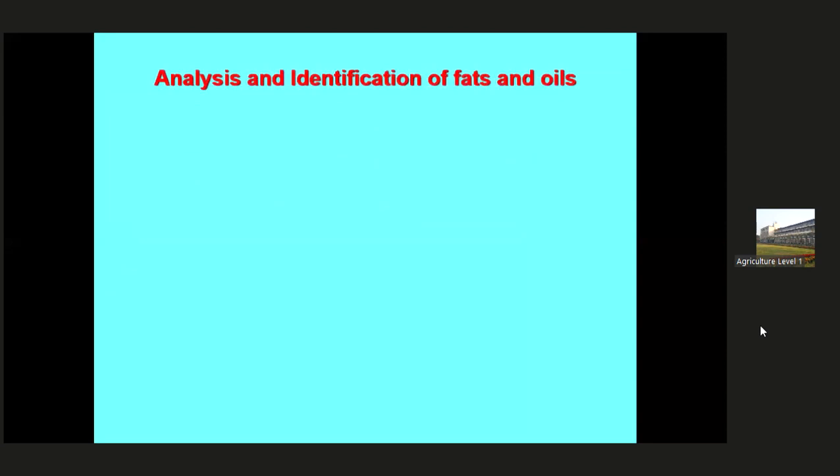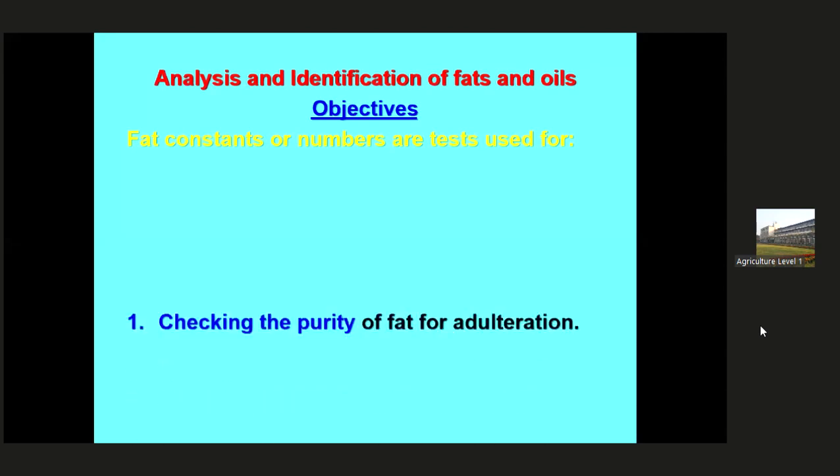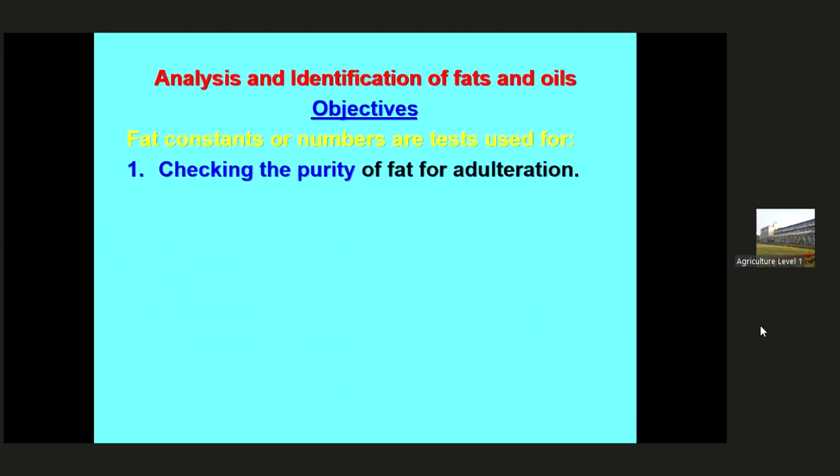So, analysis and identification of fats and oils. This is the theme: fat characterization, to identify whether the fat is pure or not. So what are the objectives of this identification? The objective is to check the purity of food fat for adulteration.